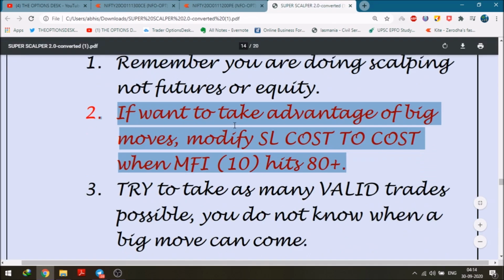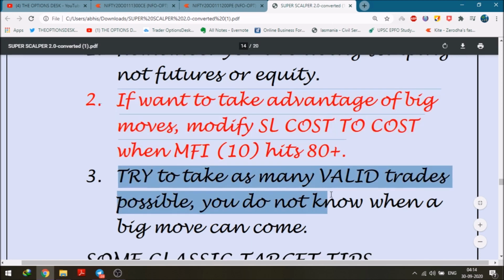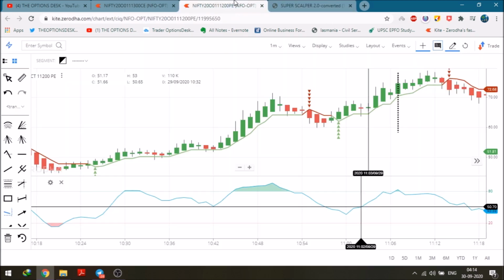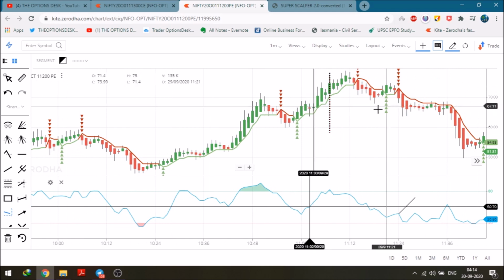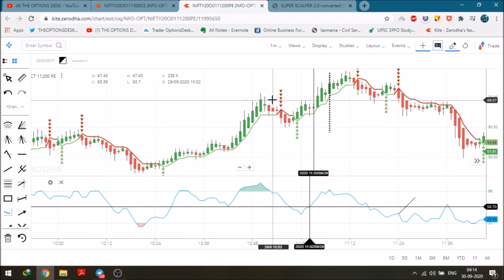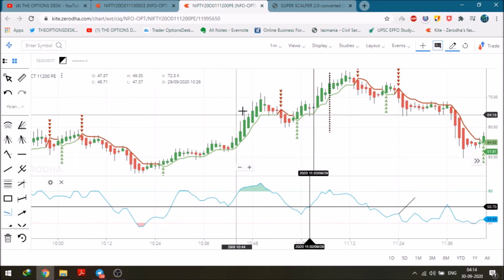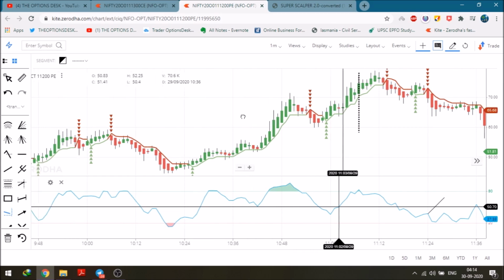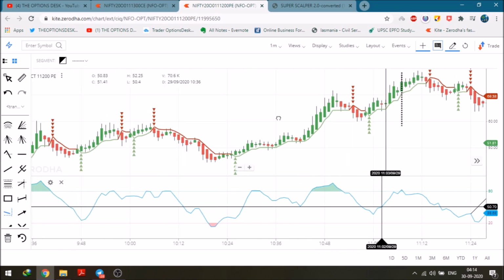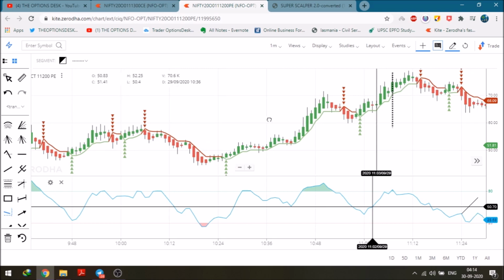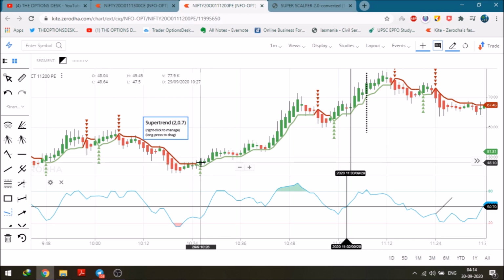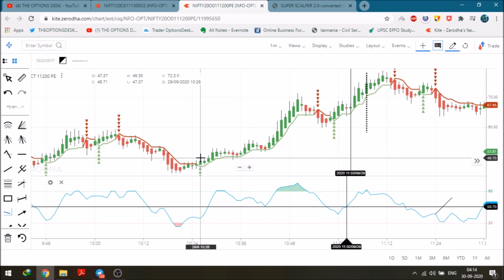Try to take as many valid trades as possible. You do not know when a big move can come. Nobody knows. If I knew this move was going to get big, I would have traded with 10,000 quantities on this move. So let's be realistic, let's not be ideal. All the indicators will give you false signals. I will also share what the false signals are and how you can set the stop loss. I don't know, so I take all the trades and all the entries possible.